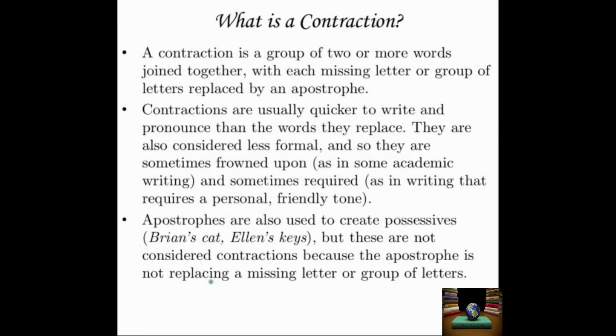All right, what is a contraction? Well, a contraction is a group of two or more words joined together with each missing letter or group of letters replaced by an apostrophe. Contractions are usually quicker to write and pronounce than the words they replace.